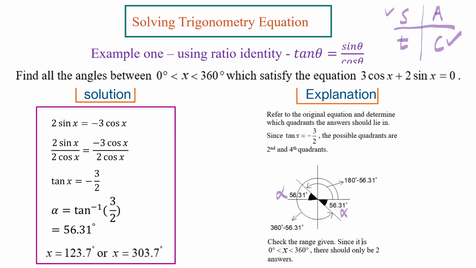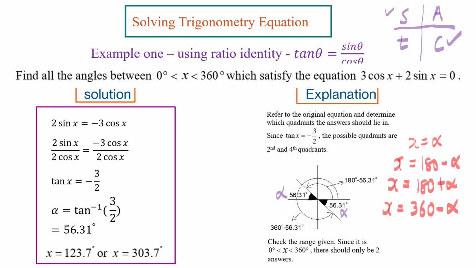So in other words, if your answer is the first quadrant, x is just alpha. If your answer is in the second quadrant, it's 180 minus alpha. If your answer is in the third quadrant, it's 180 plus alpha. In the fourth quadrant, it's 360 minus alpha.